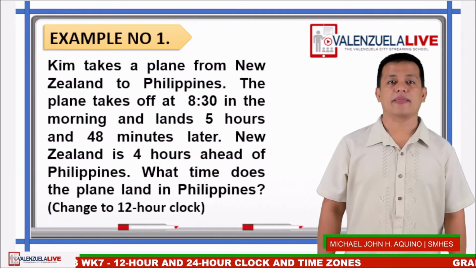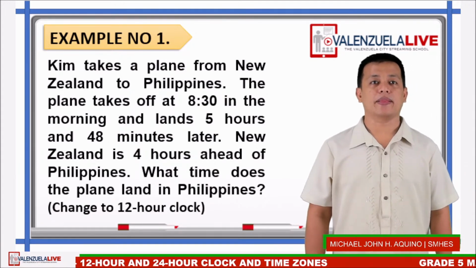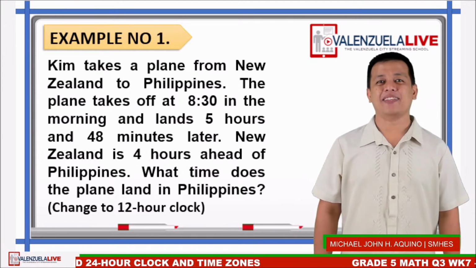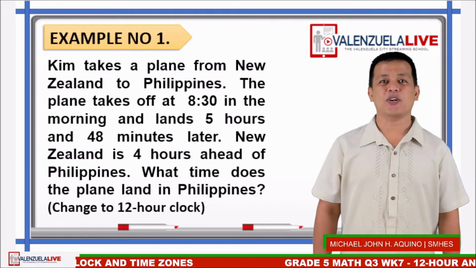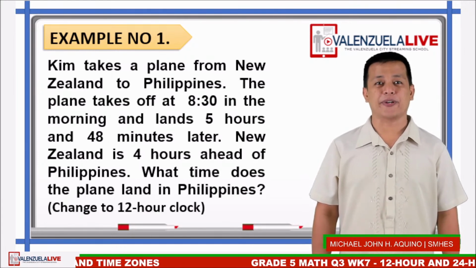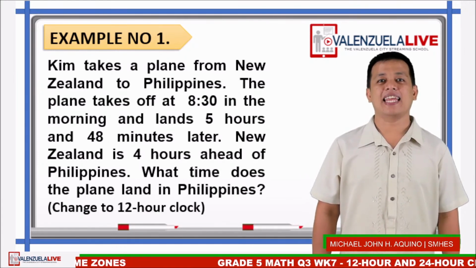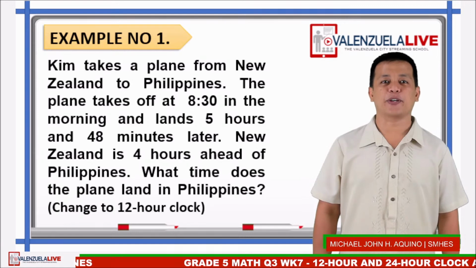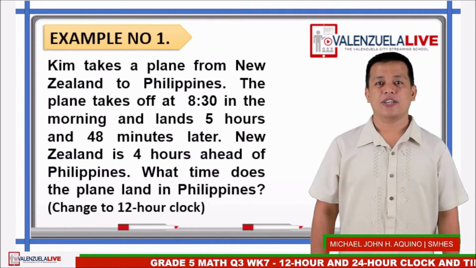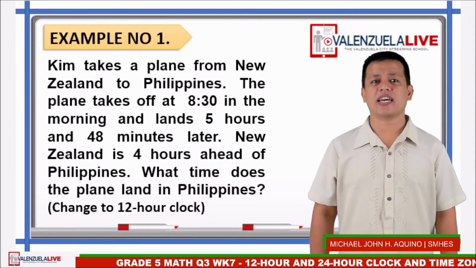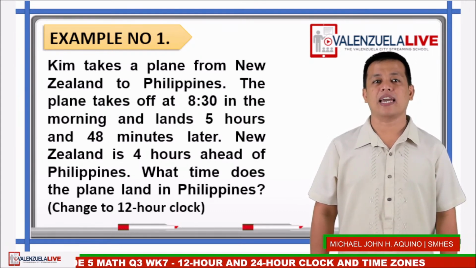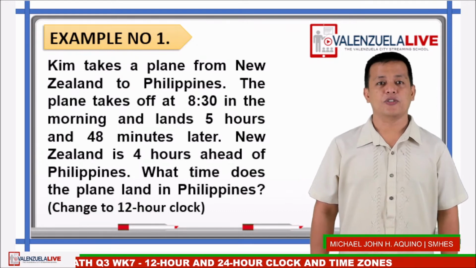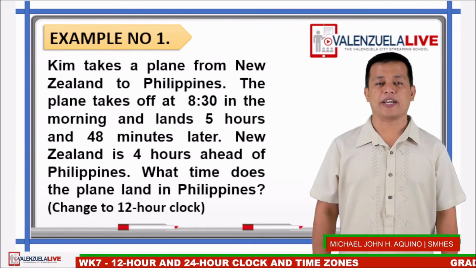Example number 1. We have problem number 1. Kim takes a plane from New Zealand to the Philippines. The plane takes off at 8:30 in the morning and lands 5 hours and 48 minutes later. New Zealand is 4 hours ahead of the Philippines. What time does the plane land in the Philippines? Change to 12-hour clock.